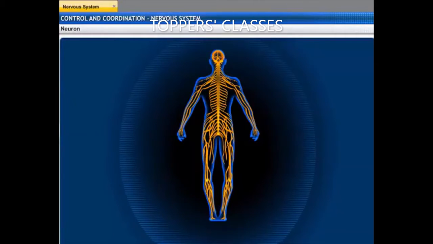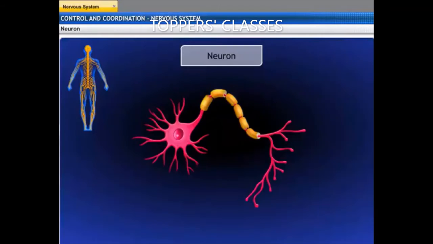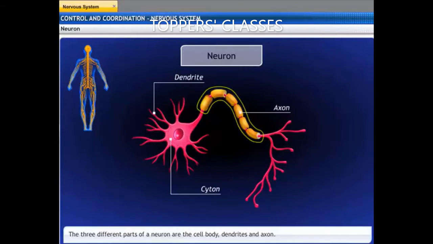Let's look into the fundamental unit of the nervous system, the nerve cell, which is known as a neuron. Let's understand in detail the structure of a neuron. Each neuron consists of three parts, namely the cell body or cyton, branched projections called dendrites, and the long process from the cell body called axon.